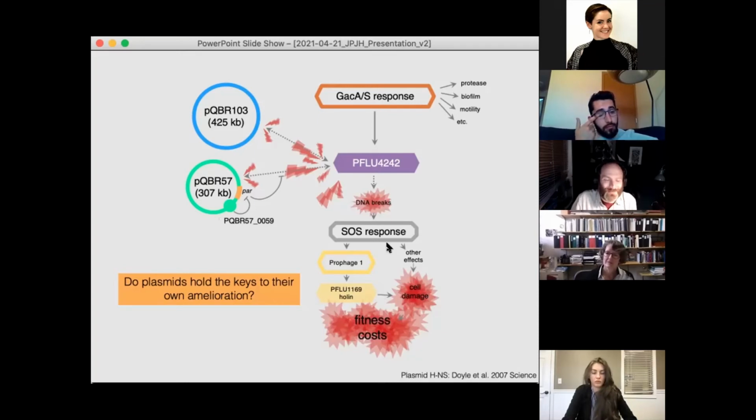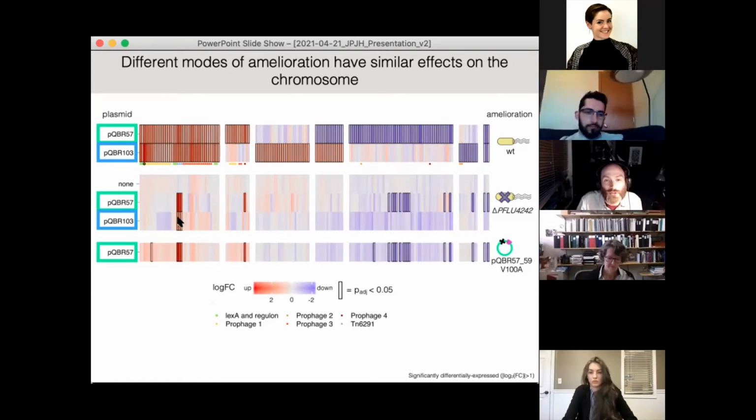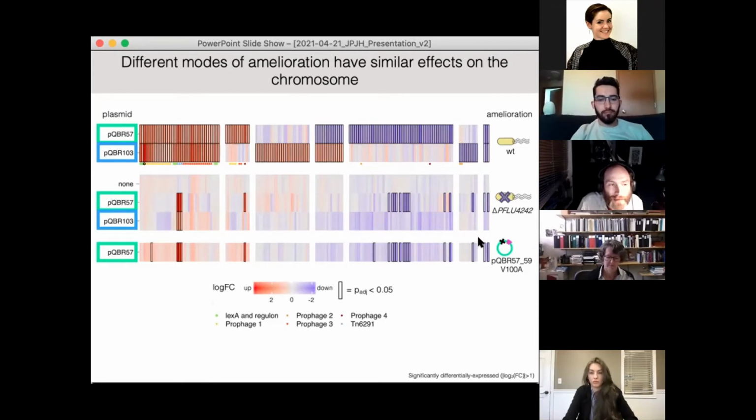Okay, so I got ahead of myself before. The final cool story from this data is, what are these genes here that remain upregulated? There are these three genes that remain upregulated when you get amelioration by knocking out PFLE4242, when you get amelioration by knocking out Pqbr5759, they're still upregulated in the GAC-S mutant as well. It turns out that these three genes are all co-located. They are all part of this transposon TN6291, and they all encode the transposase for this transposon. They remain upregulated when they have the megaplasmid, even though the main physiological disruptions of carrying these plasmids are now ameliorated.